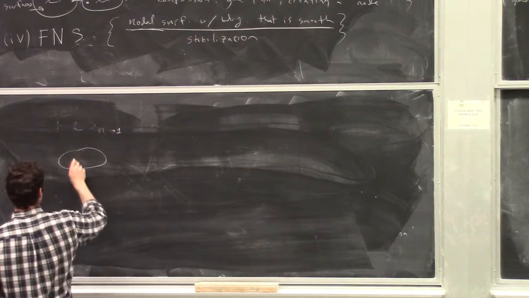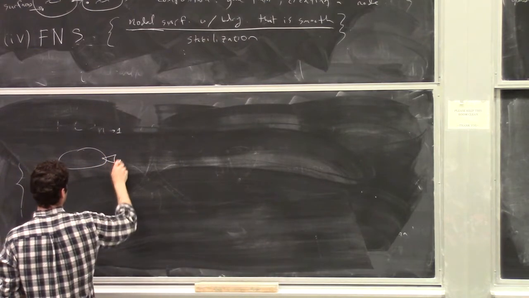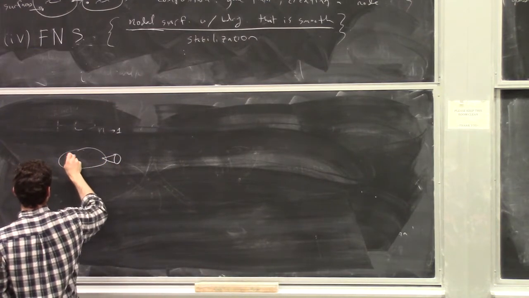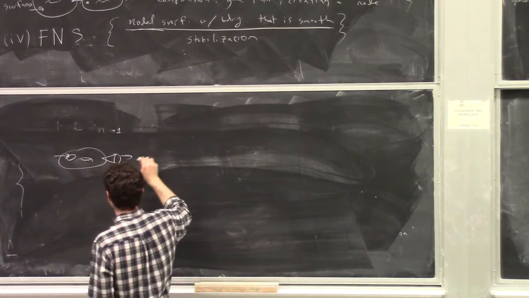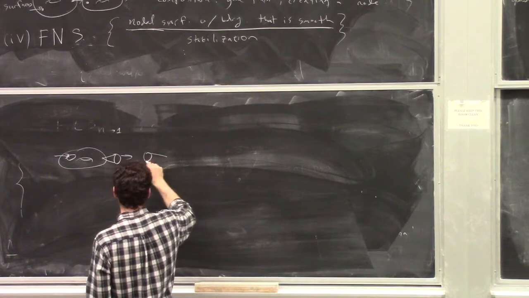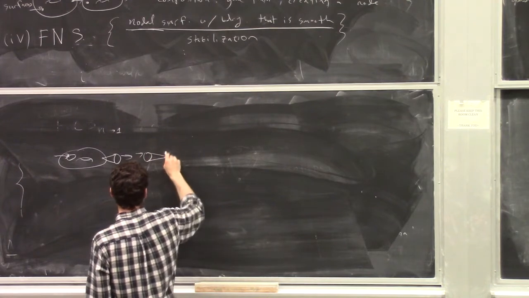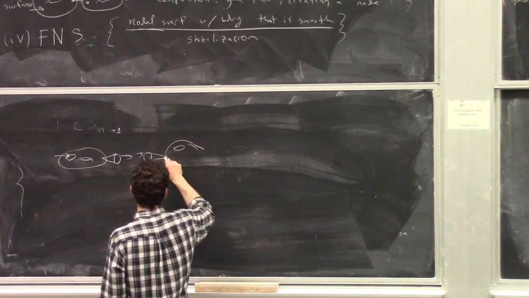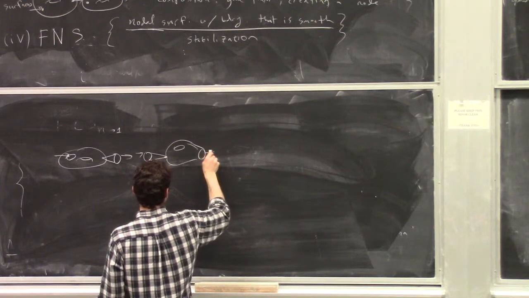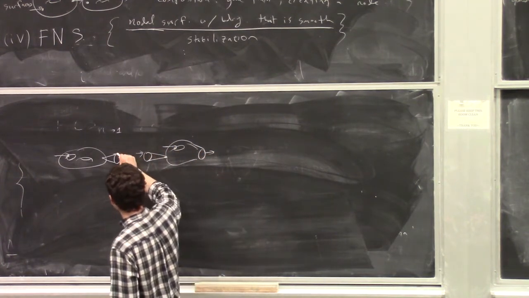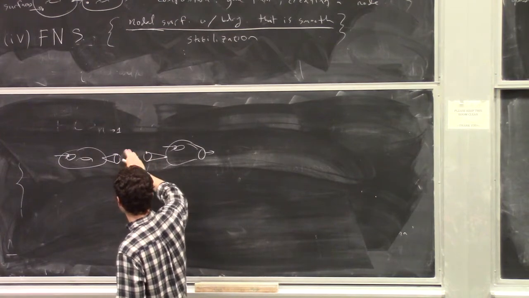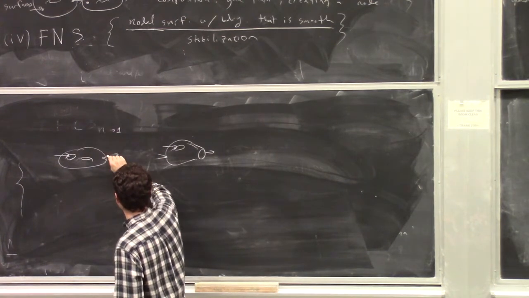So, an example. Let's say there's one input and one output, and let's say that I want to compose this one with something that has maybe a couple of inputs and an output here. So then, again, there's no problem with gluing such guys.